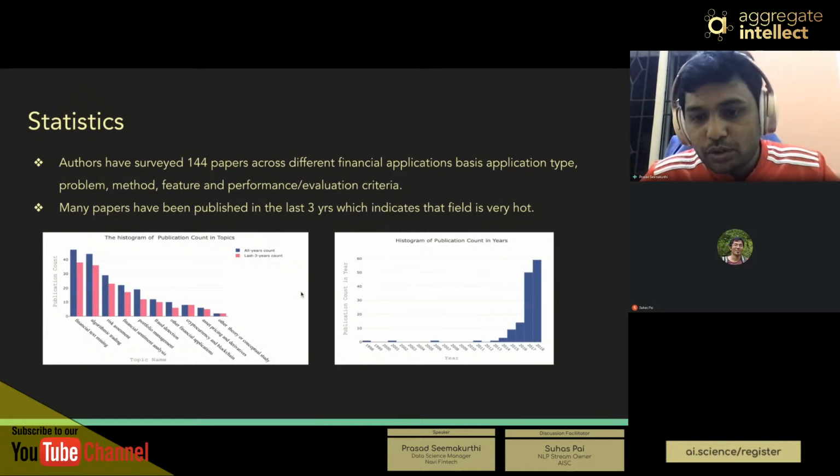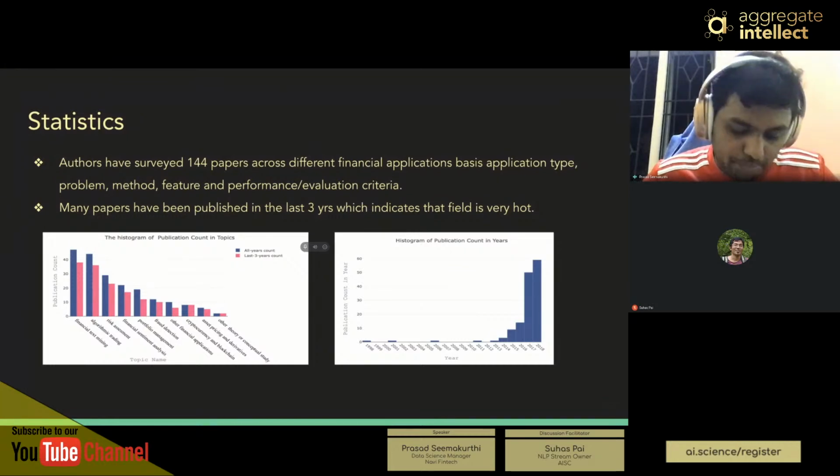If you look at the histogram of counts of publications per year, before 2012 people had not used much deep learning. Occasionally, there are a few people who have tried applying deep learning in the financial world, and it has been primarily from a research standpoint rather than an industrial application standpoint.